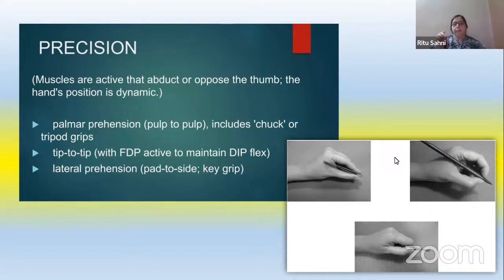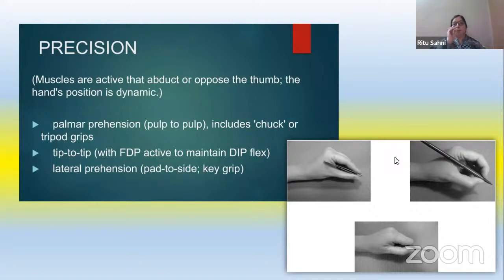Tip to tip, where the flexor digitorum profundus is active, because it is reaching towards the distal phalanx, so it will be with deep flexion. And the lateral prehension, pad to side or key grip, is where we hold it sideways. So this is the pad to side grip, this is tip to tip grip, and this is the pulp to pulp grip. Here the abduction work is going on with the thumb, and the other fingers are coming towards adduction.